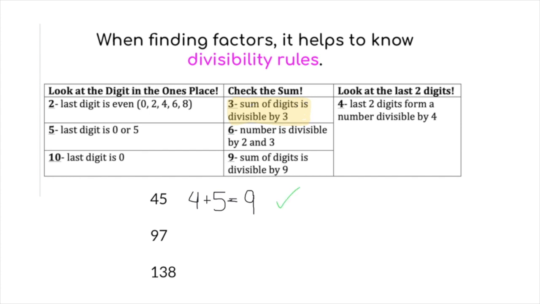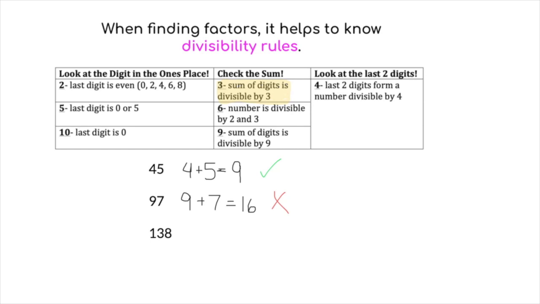Let's try another one. 97 would be 9 plus 7, which is 16. If you count by threes, you will not hit 16 perfectly: 3, 6, 9, 12, 15, 18. So this number, 97, is not divisible by 3. Let's try one more example with 3. The number 138 would be 1 plus 3 plus 8, which is equal to 12. And when you think about your 3s, 3, 6, 9, 12, 12 is divisible by 3 perfectly. So 138 is divisible by 3.